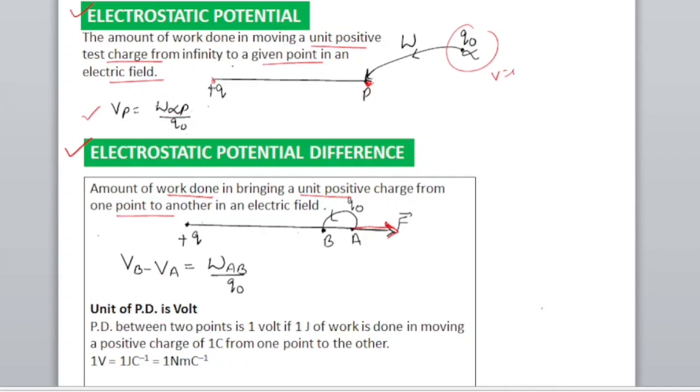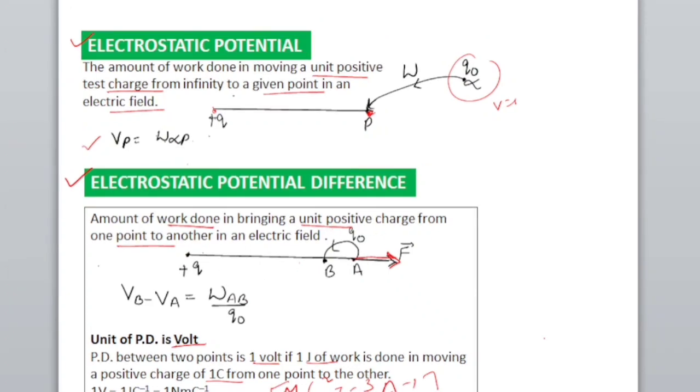The unit of both electrostatic potential and potential difference is volt. And how do you define 1 volt? The potential difference between 2 points is 1 volt if 1 joule of work is done in moving a positive charge of 1 coulomb from one point to another point. So 1 volt is 1 joule per coulomb, and this is equal to 1 newton meter per coulomb. What is its dimension? Its dimensional formula is M L squared T to the power minus 3 A to the power minus 1. This is the dimensional formula of electrostatic potential difference, right?